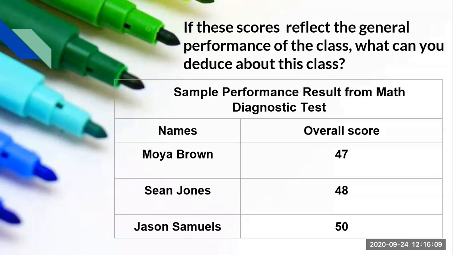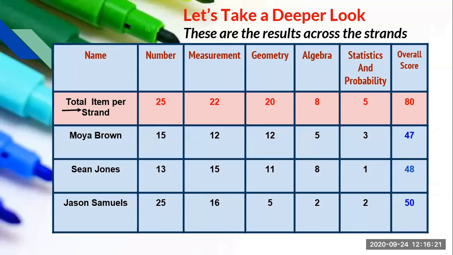We're going to go on to the next slide where we are going to get deeper into the information, deeper into the overall scores to assess where these students are really at. So here is the overall score for the students. We break down the scores for the students per strand. We have number, measurement, geometry, algebra, statistics, and probability. We have the total items per strand. So number carries a total of 25, measurement 20, geometry 20, algebra 8, statistics and probability 5.